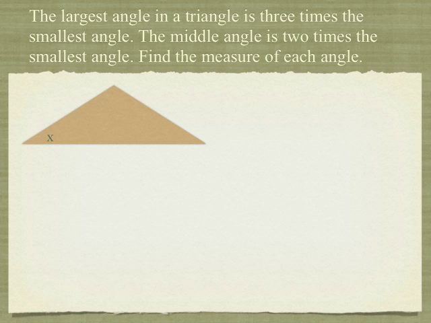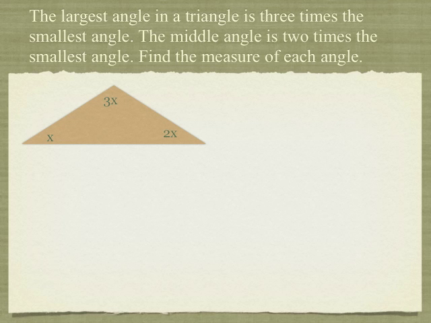Notice again that we're talking about the angles of the triangle. We're not talking about the length of the sides. If we were talking about the length of the sides, that would be perimeter. We're only talking about angles. So if the largest angle is 3 times the smallest, let's say this is the smallest, and then that would be 3 times the smallest, so that would be 3x. The middle angle is 2 times the smallest, so that would be 2x.